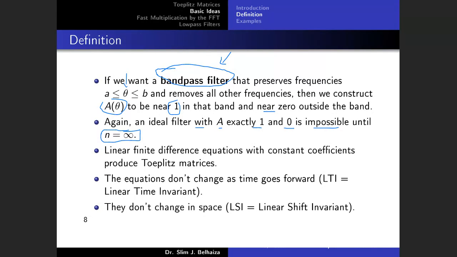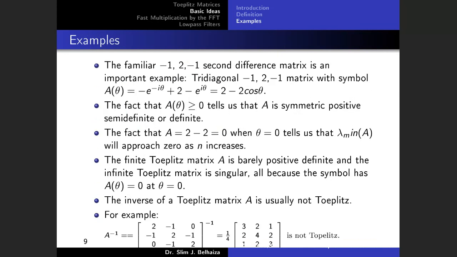So what do we have? We have linear finite difference equations with constant coefficients that produce Toeplitz matrices. This is a little bit complicated to detail, but we'll see just a small example. The equations don't change as time goes forward, so it's linear time invariant, and they don't change in space. So we do have what we call linear shift invariant, the LSI.